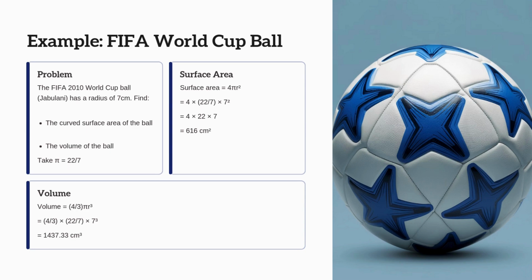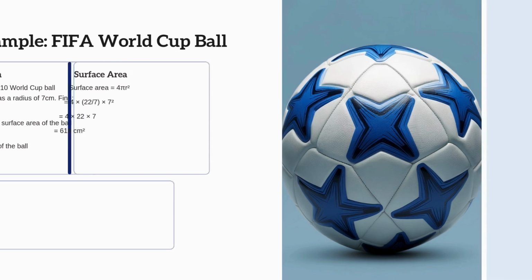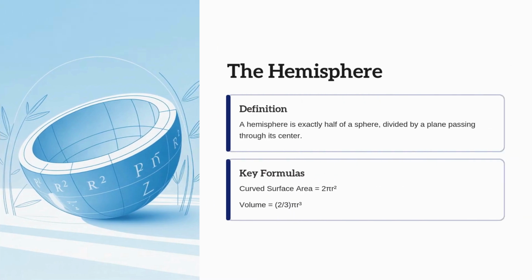Now perform the division. 4,312 divided by 3 equals 1,437.3 recurring. This is derived by carrying out the long division, where the decimal repeats at 3. Final volume, approximately 1,437.3 cubic centimeters.